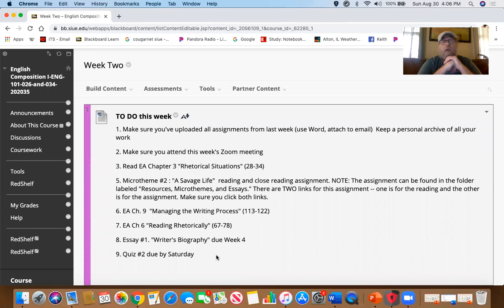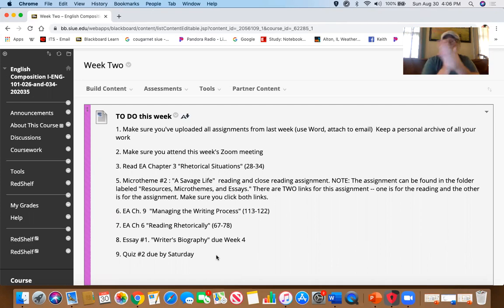Make sure you attend this week's Zoom meetings, both Tuesday and Thursday. We're going to have another thing on Thursday. We'll eventually get to a point where they become workshops, but we're not at that point yet. It's going to be a little bit. Read chapter 3, Rhetorical Situations. It folds right into what I want to talk about this week.